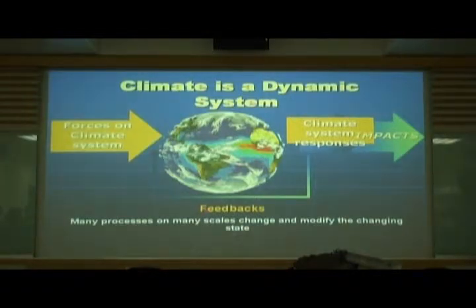So we have many processes on many scales that can change and modify the changing state. Okay, I talked about some of the global forcing. On the smallest scales, we have lots of local land use changes. Somebody decides to cut down some trees and turn it into a garden, for example, and these end up on regional scales. Tropical forests are going at a very rapid rate and have been for the last couple of decades and may be gone in a couple more decades.